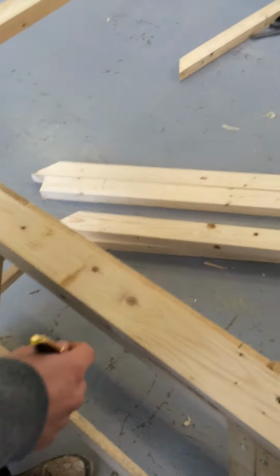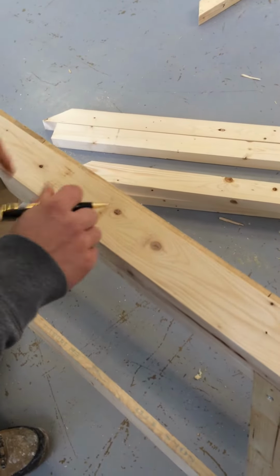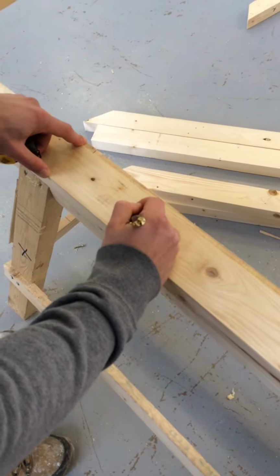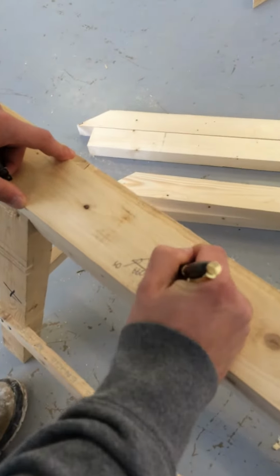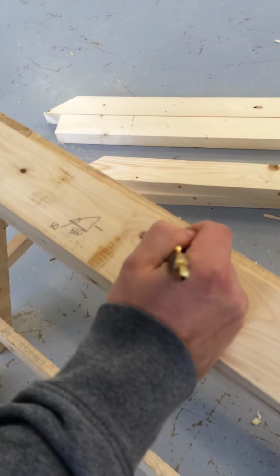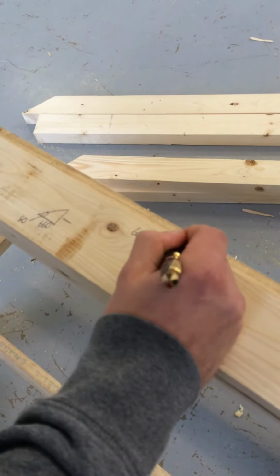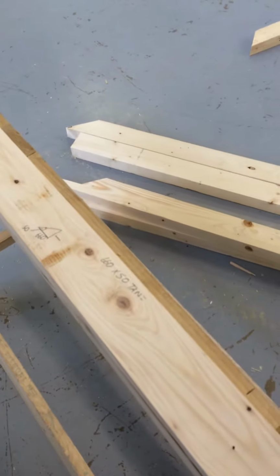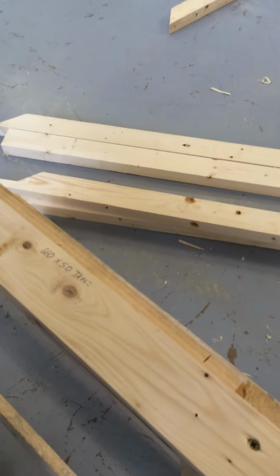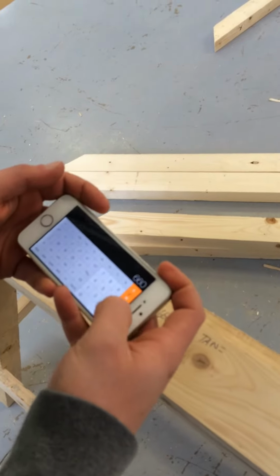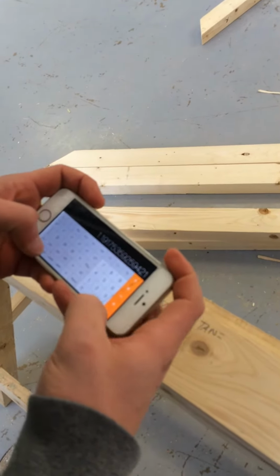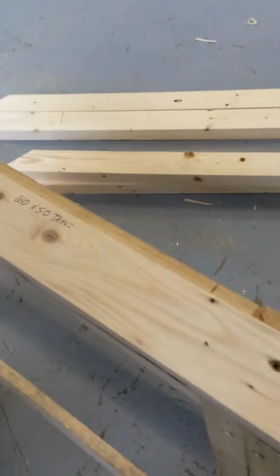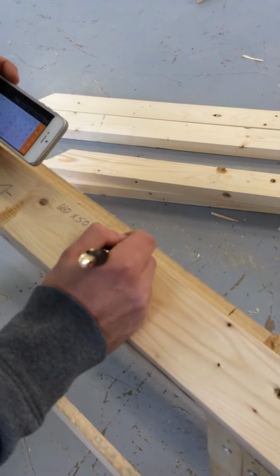I've been given a 50 degree pitch roof. Start off by giving yourself a triangle, like that. 660, there's your run, 50 degrees. We have to find out our rise here. So we do 660 times tan 50 equals 786.5. We have to round it up, so it gives us 787. That's your rise then.